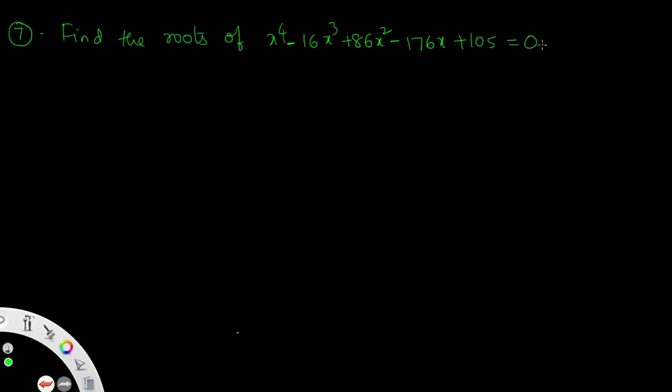The question is like that: find the roots of x to the power of 4 minus 16x cube plus 86x square minus 176x plus 105 equal to 0. This is finding the roots of the given equation, x to the power of 4 minus 16x cube plus 86x square minus 176x plus 105 equal to 0. This is question number 7.